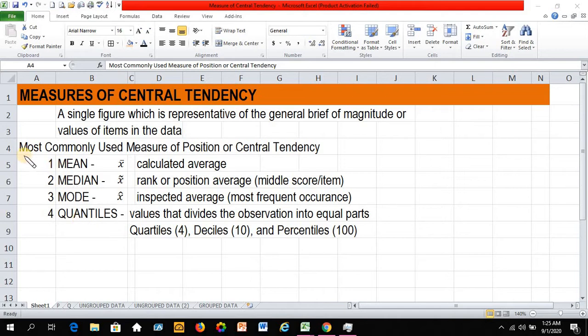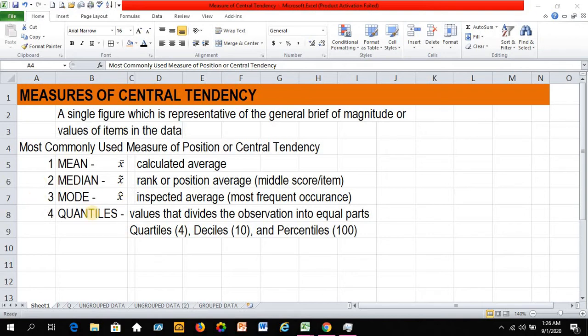So, pag sinabi nating mean, by the way, ito ang kanyang symbol, X bar. Ito yung calculated average. We add all our data divided by the total number of data. Number 2 is the median. Ito nga pala ang symbol niya. Parang X bar din pero hindi na straight yung nasa taas niya. May pa-curve ng konti. So pag sinabi nating median, ito ay rank or position average. Ito yung middle score or middle item or middle observation sa set ng ating mga data.